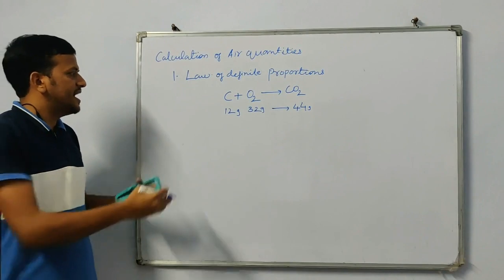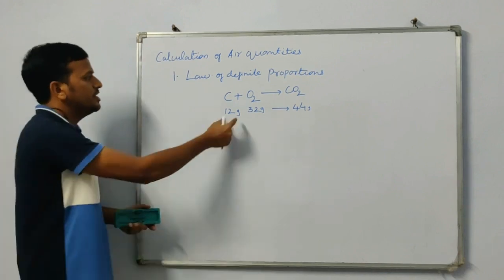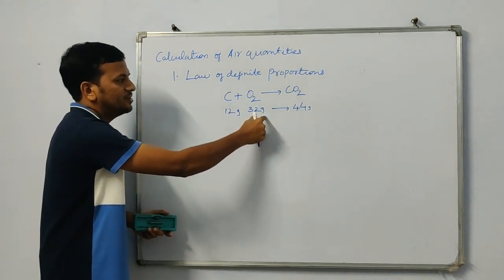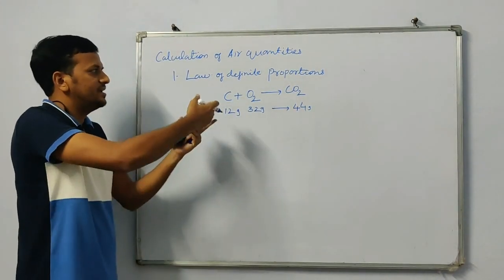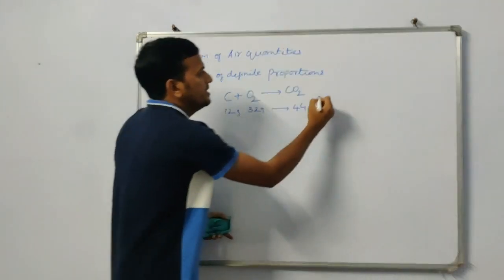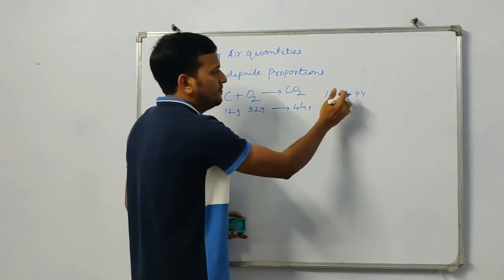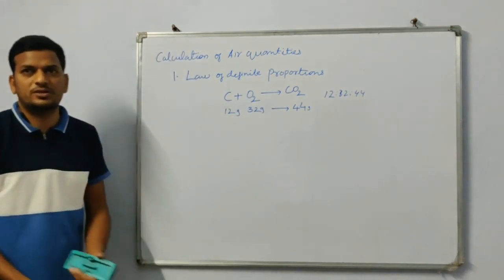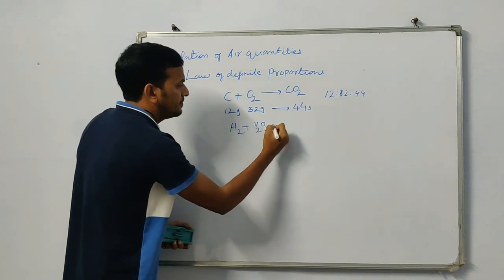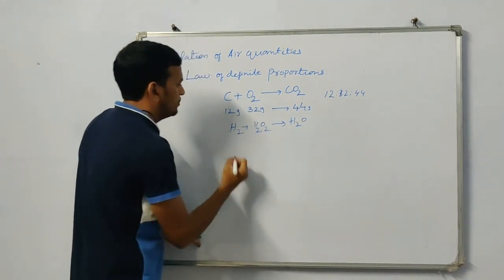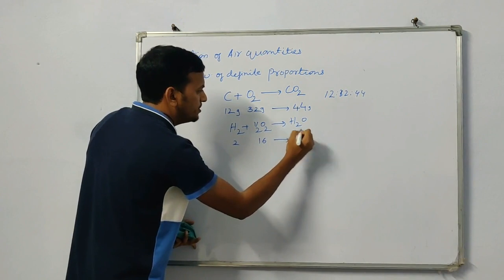So every atom will react with oxygen in a definite proportion, according to their molecular masses. Here 12 grams of carbon reacts with 32 grams of oxygen to produce 44 grams of carbon dioxide. So the law of definite proportions for this reaction is 12:32:44. For hydrogen, hydrogen plus half oxygen gives water. Here 2 grams will take 16 grams and produce 18 grams of water.